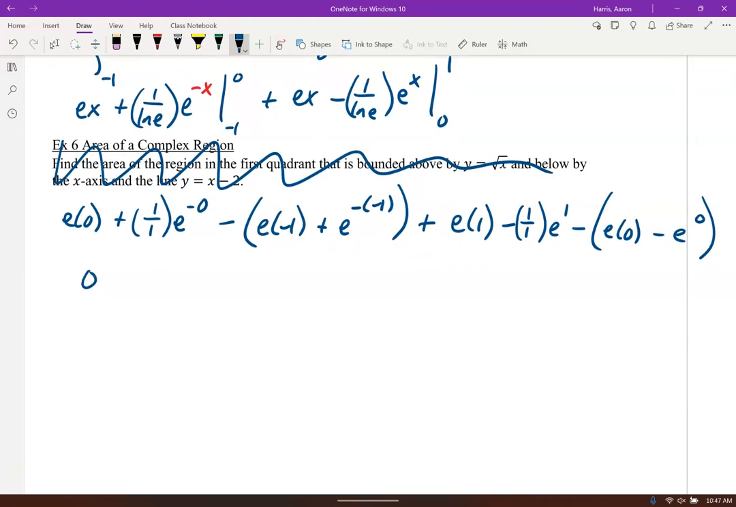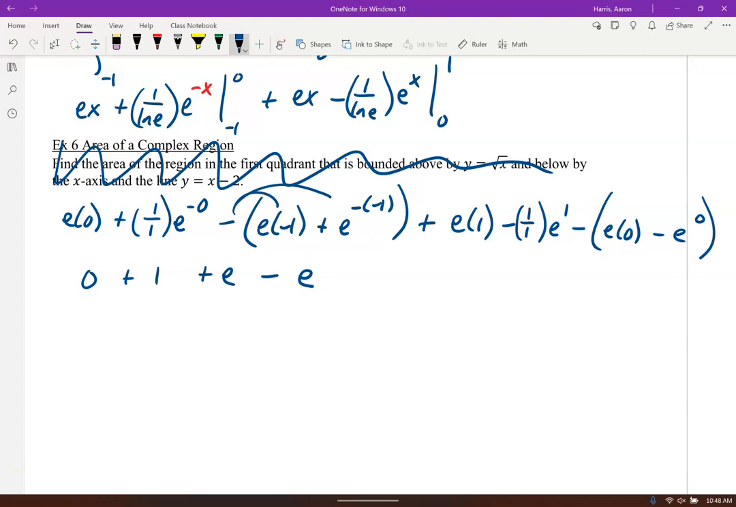So we got 0 plus, we've got the 1 over 1. All right, e to the 0 is 1. We got a plus, plus an e there. And then minus an e, because that's e to the 1, negative 1, e to the 1.